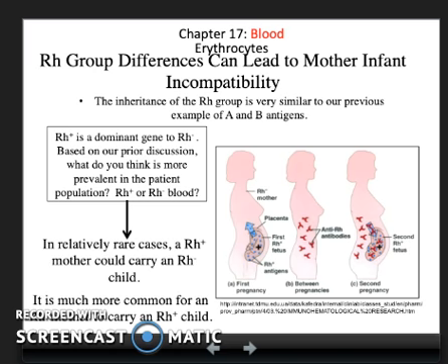In relatively rare cases, an Rh positive mother could carry an Rh negative child. It is much more common for an Rh negative mother to carry an Rh positive child. So we talked about this, right? So we've got our baby who's Rh positive, mother is Rh negative. This is the first baby, so in the first baby there's no issues. However, mother produces antibodies, so then for the second pregnancy, those antibodies can pass through the placenta and attack our Rh positive fetus the second time around.